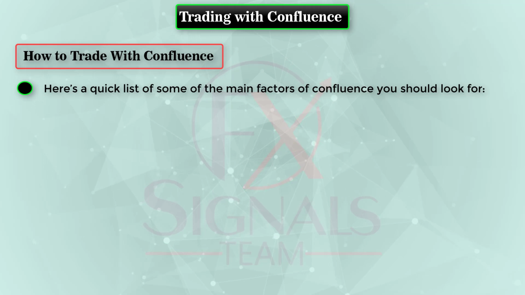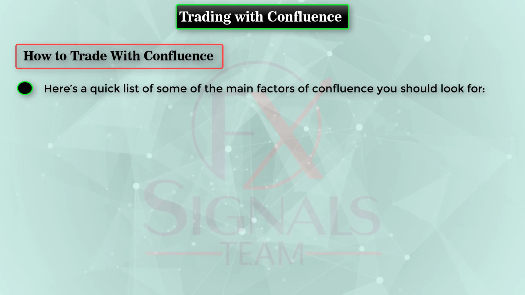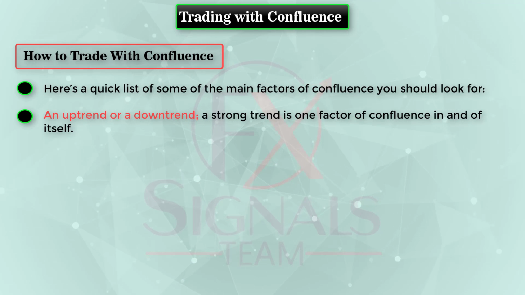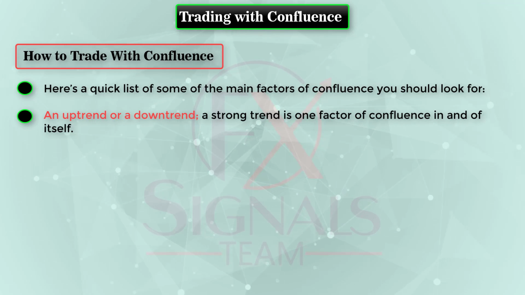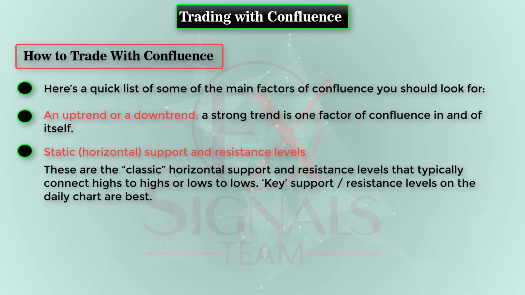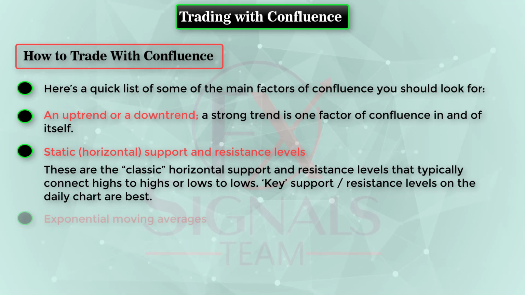Here's a quick list of some of the main factors of confluence you should look for. An uptrend or a downtrend. A strong trend is one factor of confluence in and of itself. Static support and resistance levels. These are the classic horizontal support and resistance levels that typically connect highs to highs or lows to lows. Key support or resistance levels on the daily chart are best.